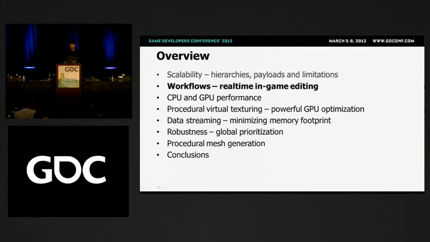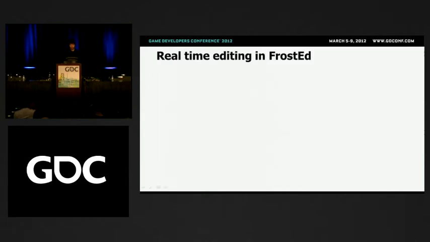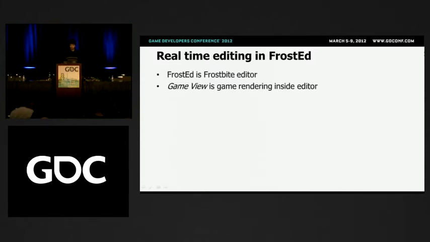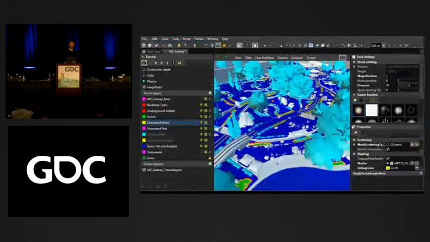Something about the workflows. Workflows are really important to an engine like Frostbite, which is used by many game teams. So we spent quite a lot of effort on it. The editor for the Frostbite engine is called Frosted. And inside this editor, there is a level editor, of course, but there is also something that we call the game view. And that's just the game rendering running inside the editor.